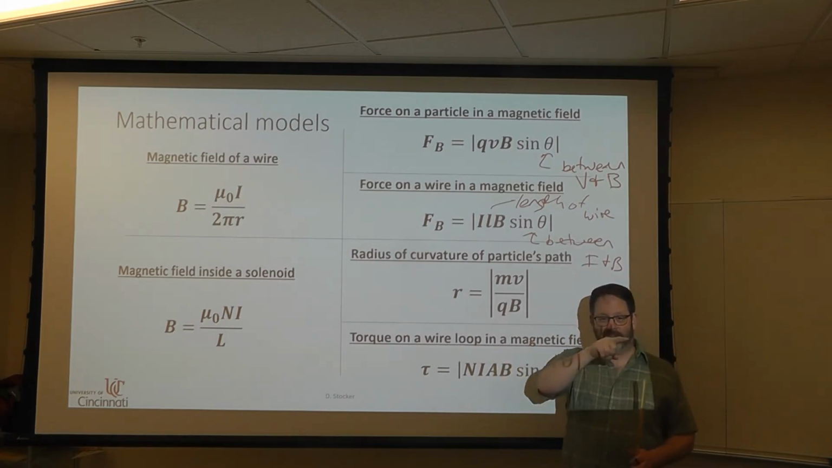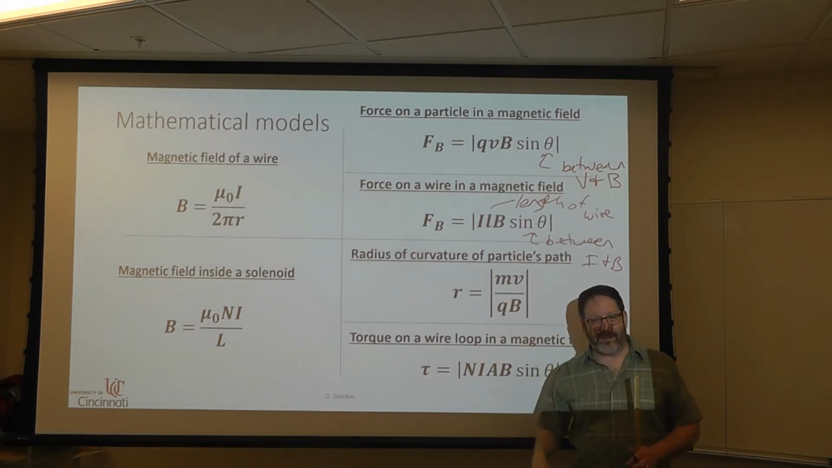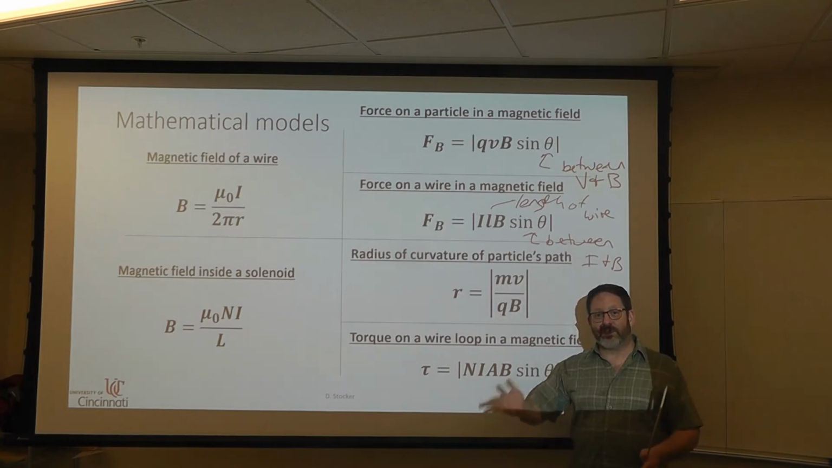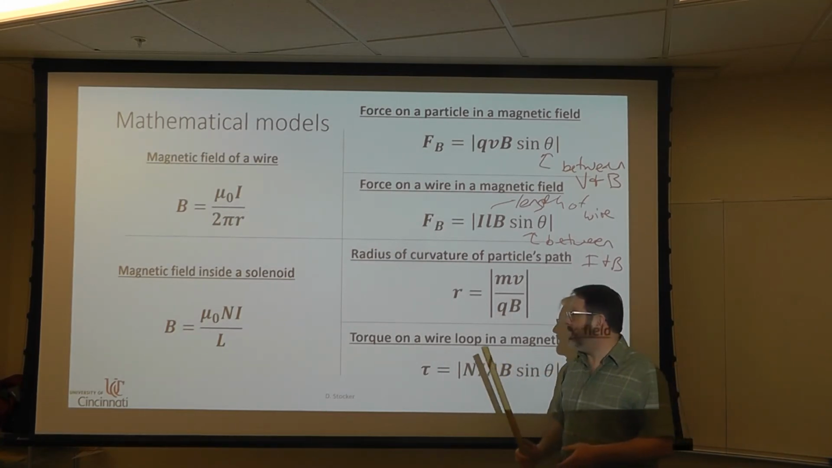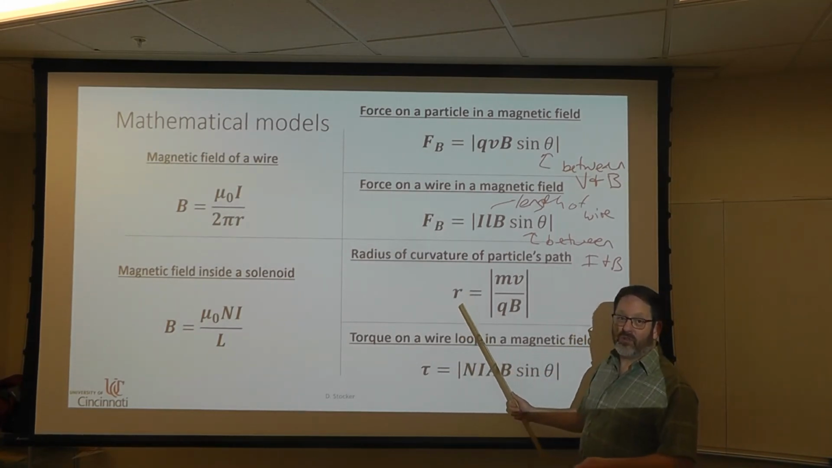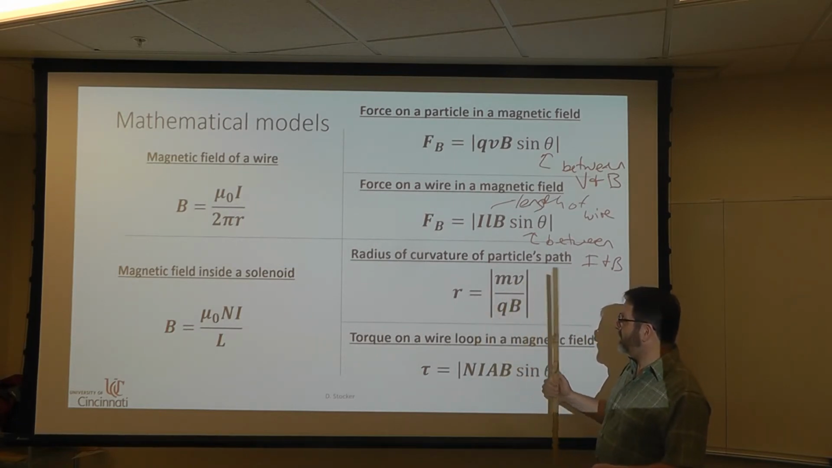To figure out whether this thing's going to curve this way or the other way, again, you have to use the right-hand rule, figure out what direction the force is going to be, and then you can figure out how to draw this radius in there.